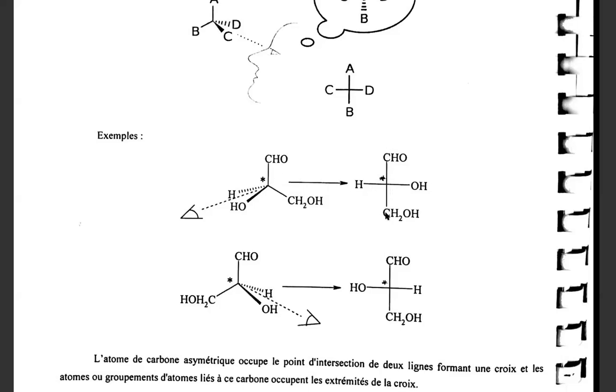This is the plane here. We have a CHO and we have a CH2OH. They are still on the plane. This CHO, CH2OH, H, they are still on the plane. Then you're looking at it from this side.